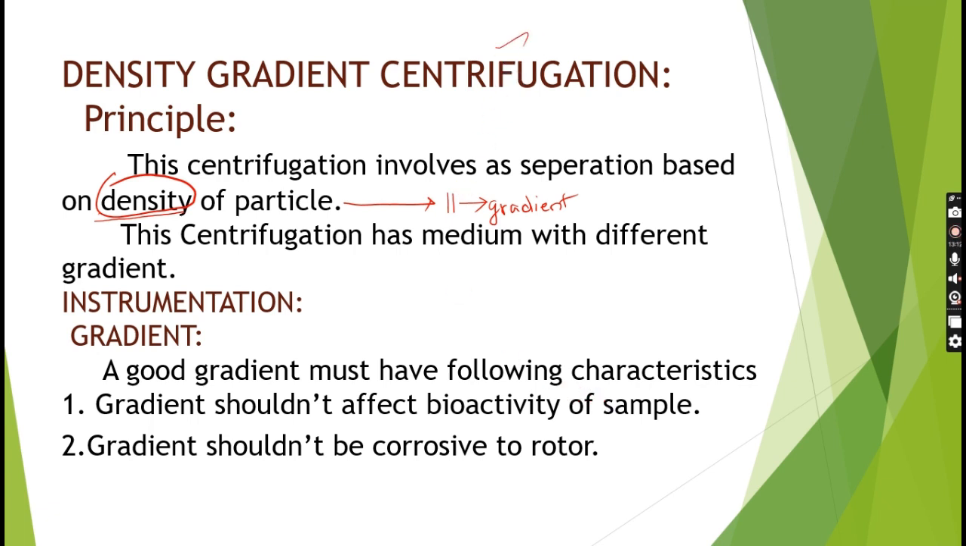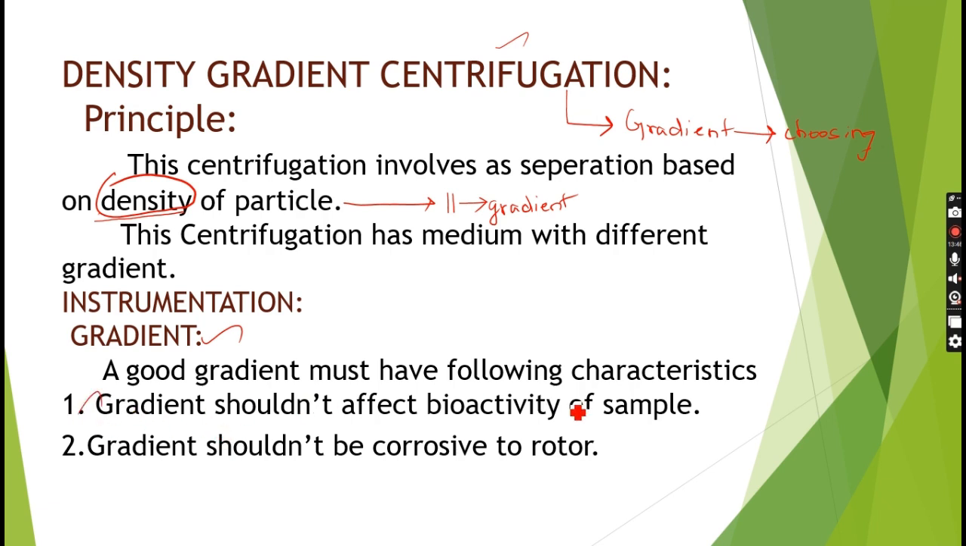Even density gradient centrifugation is going to be classified into two types. A major important thing in the case of density gradient centrifugation is the gradient at different density. So choosing the gradient is very important. A good gradient must have the following characteristics.